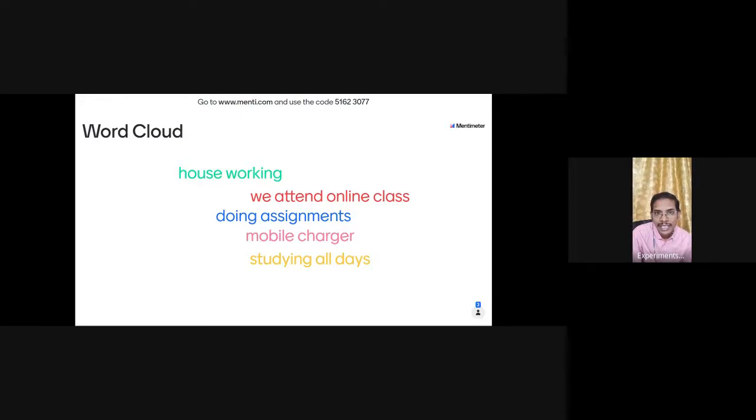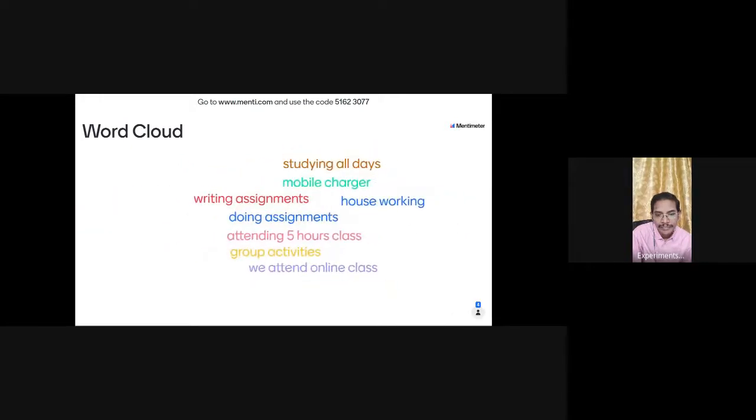So juggling between multiple things is a challenge, right? Writing assignments, yes. Group activities. So these are all challenges, right? Yeah. Okay. Also, we lose focus on what is that we need to do. Multiple things come at one time. Multitasking is a biggest challenge.